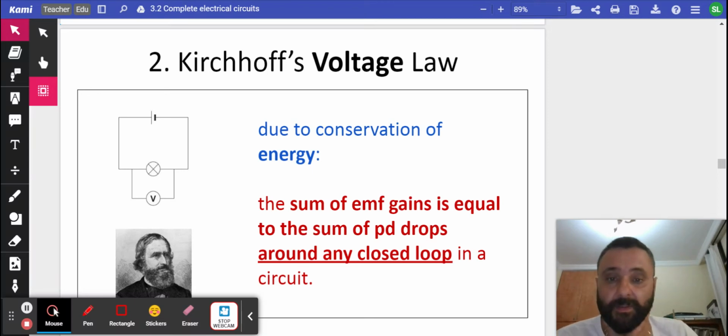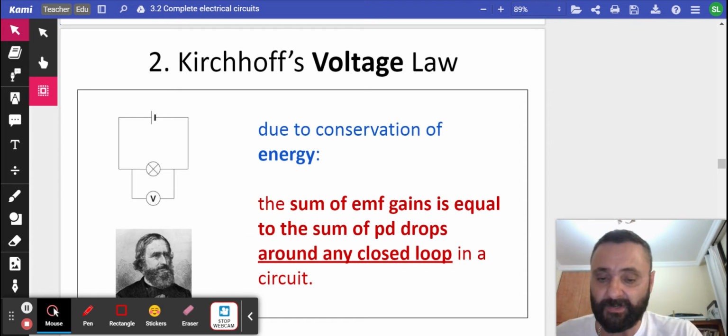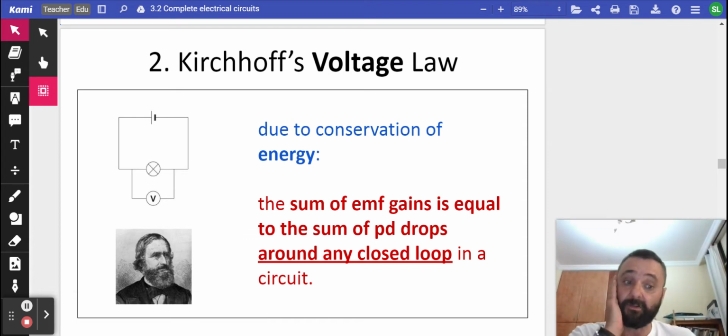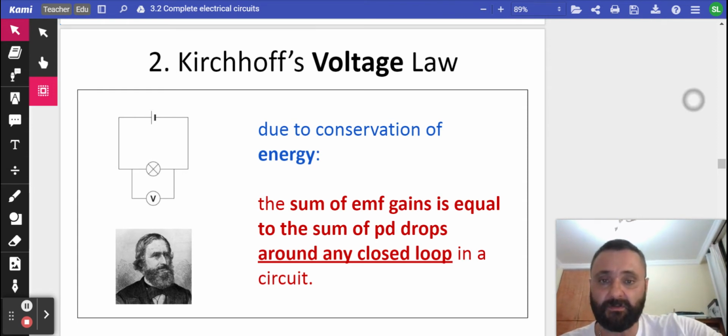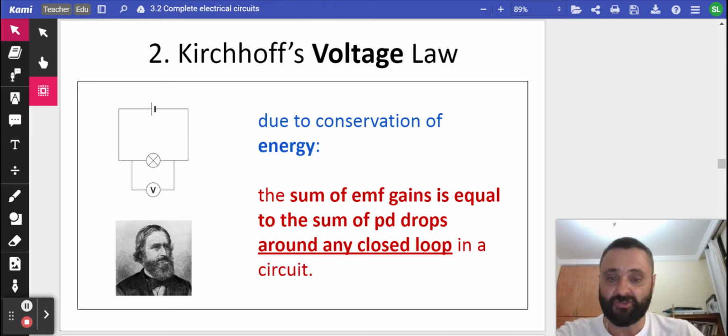Right, let's go through the Kirchhoff's laws problems that we looked at today because they're a bit tricky. Kirchhoff's second law, the voltage law, takes a bit of practice. As we know, Kirchhoff's voltage law is that the total sum of the EMF gains is equal to the total sum of the potential difference drops around any closed loop. But if we have parallel circuits, we can have a number of closed loops. So this is where it gets a little bit tricky.